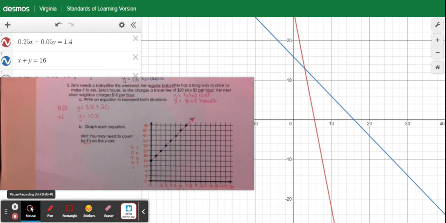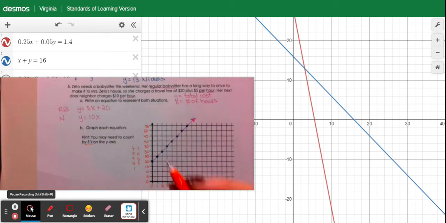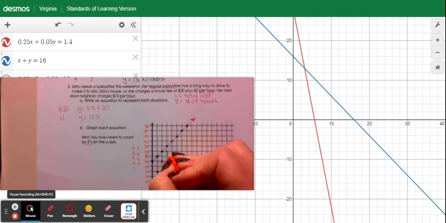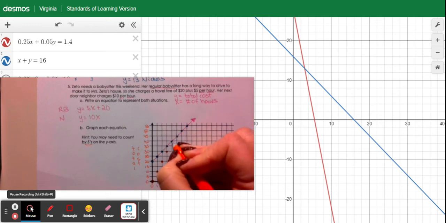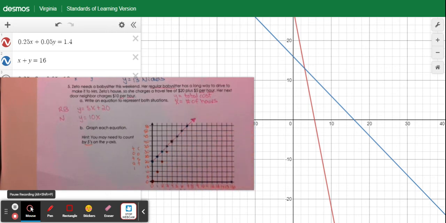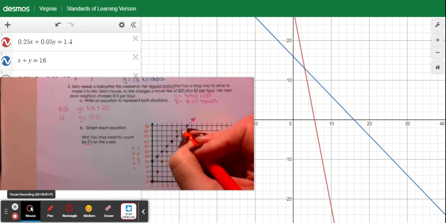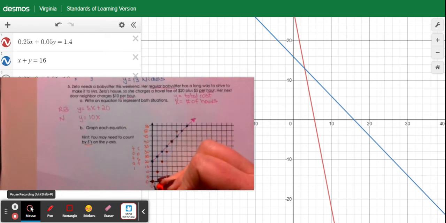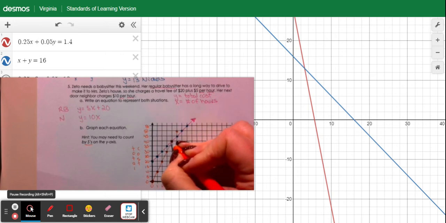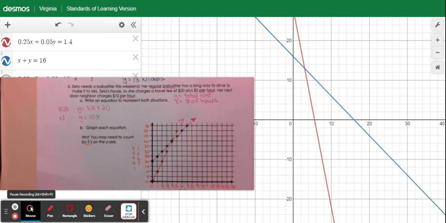Your next door neighbor has a y-intercept of 0. So your next door neighbor will start here, and they're going to charge $10 an hour. So they're going to go up 10 for 1 hour, to 20 for 2 hours, to 30 for 3 hours. And here's the intersection right here at 40 for 4 hours, 50 for 5 hours, and that's about as high as I can go. So now I'm going to draw that line.